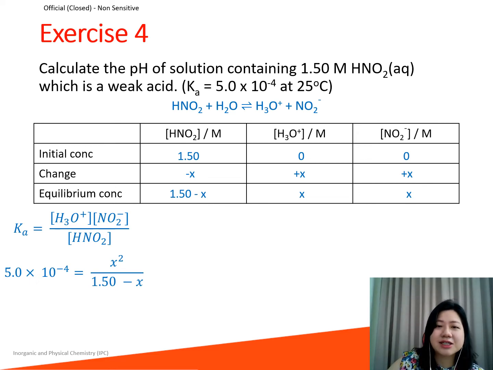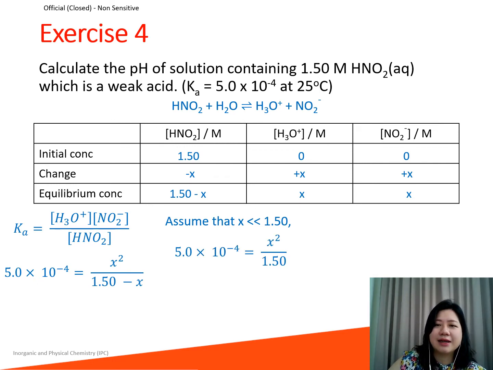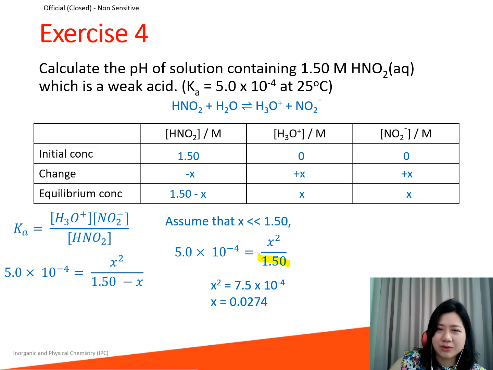But if the Ka value is small, we can make an assumption to simplify the equation and get an approximate value of x. X would usually be a very small number, so we can assume that x is much smaller than 1.50, then 1.50 minus x would still be approximately 1.50 over here. With this simplified equation, we can easily solve for x. If you have solved this equation using the quadratic formula method, you might have a slightly different value for x, but the value should be quite close.